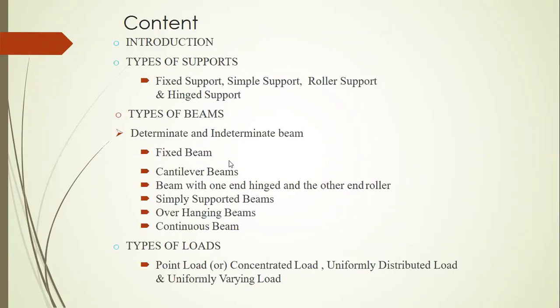Regarding the types of beams, we can classify them into two categories: determinate and indeterminate. Determinate beams are those having fewer than 3 reactions. We can call it a determinate beam. If it is more than 3, we will call it indeterminate. Based on the support, we can classify into 6 categories: fixed beams, cantilever beam, beam with one end hinged and one end roller, simply supported beam, overhanging beam, and continuous beam.